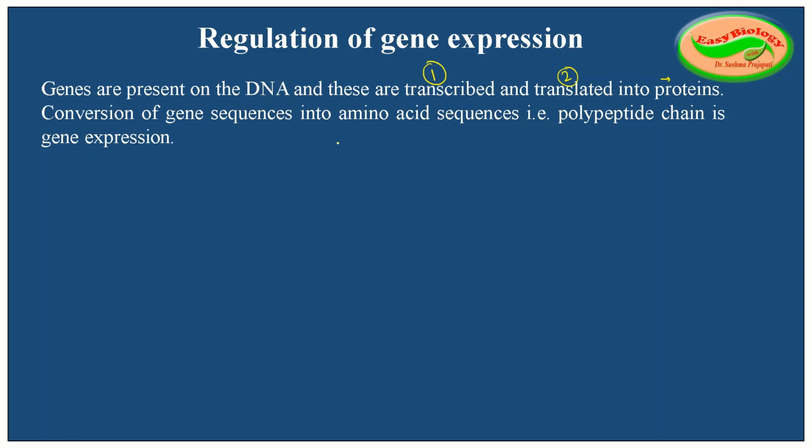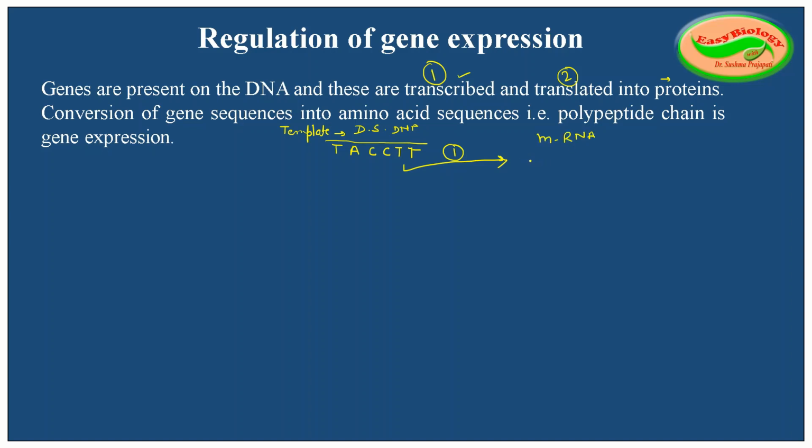Suppose we have a gene sequence T, A, C, C, T, T. So this is the gene sequence present on the template strand of double-stranded DNA. Clear? So the first step is transcription. It will transcribe and produce the messenger RNA.